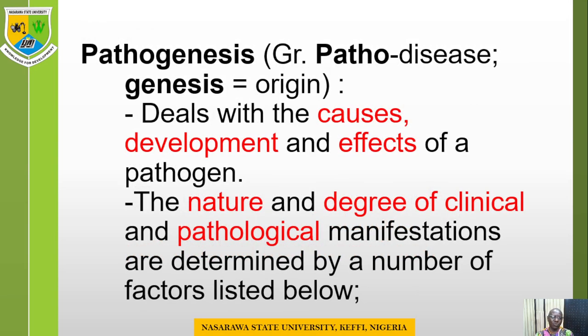Now, let's go back again to pathogenesis, from where I started, looking at its basis. The pathogenesis we are talking about in Greek is referred to as patho, meaning disease, and then genesis, meaning origin. So it deals with the causes and development and effects of a pathogen. What we should also consider again from my previous definition, I told you that the pathology of every living organism depends on the nature of the organism and the degree of clinical and pathological manifestations, which usually are determined by quite a number of factors listed below.